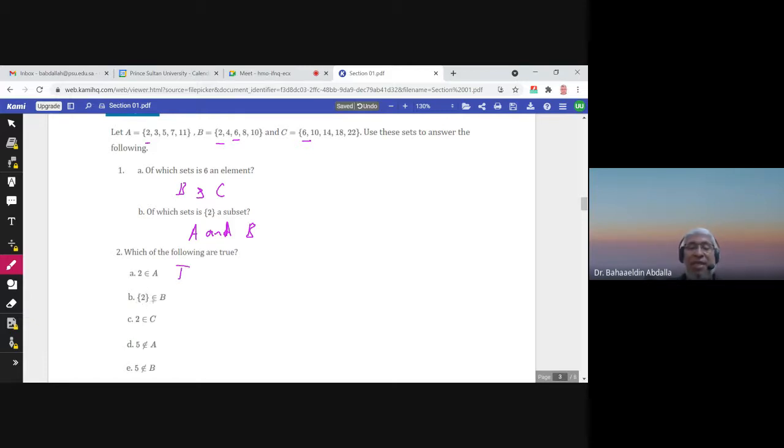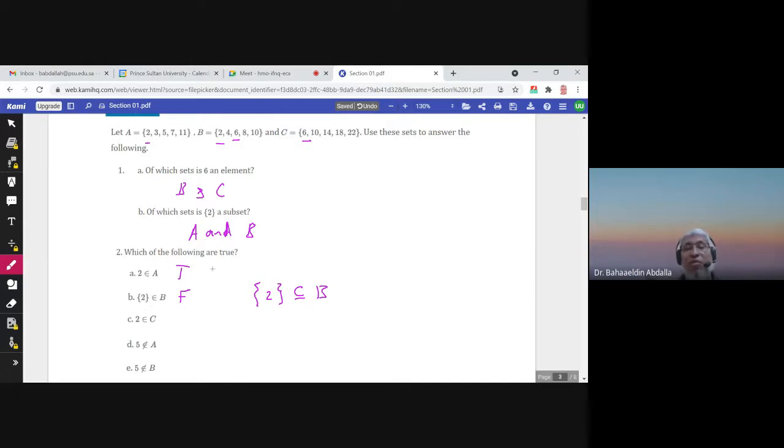This set is an element of B? Well, this is false, because it would be an element if inside B we had the set. In this case, we would say that this set is an element of B. But in fact, this is not correct. What is correct here is that we can write that this set is a subset of B, but we cannot write belongs to because it's not an element.